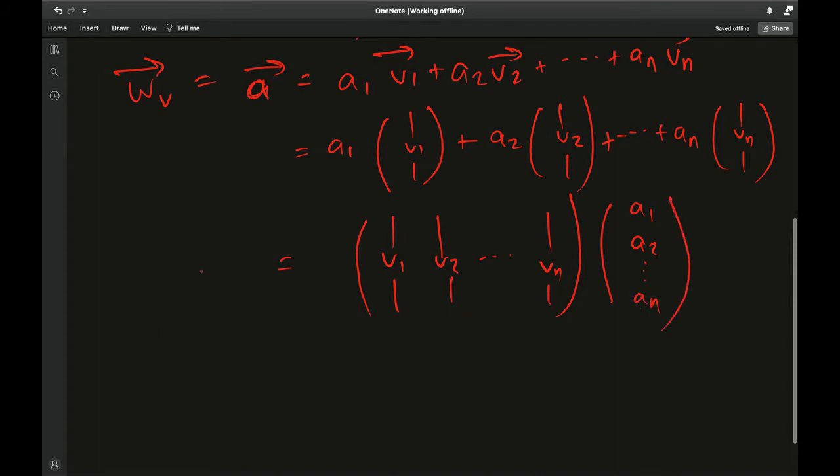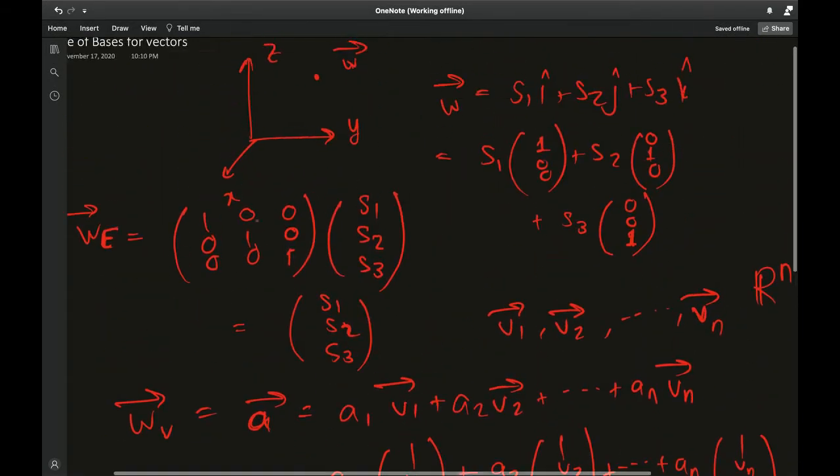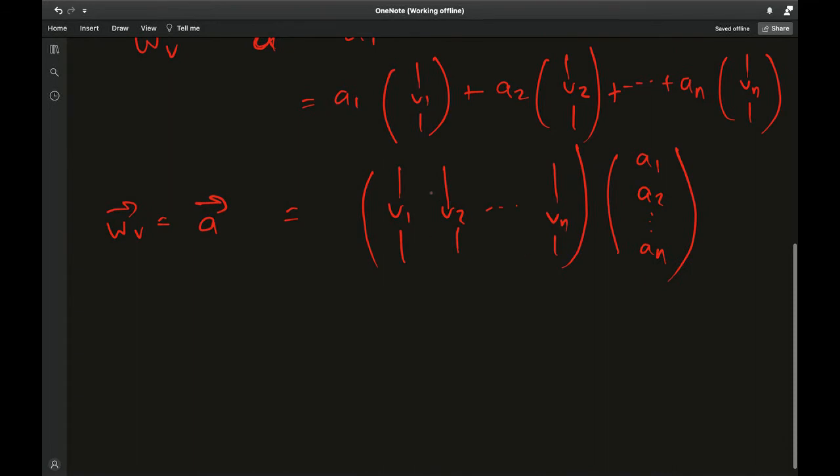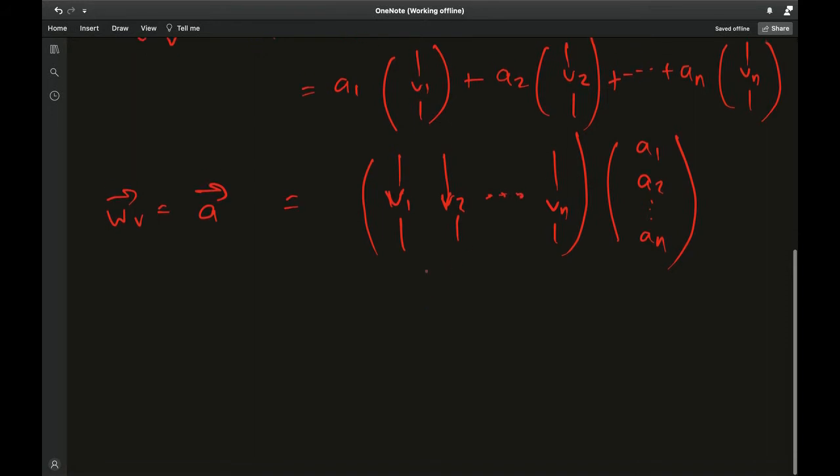And now the catch here is that earlier we had the identity times a vector, so we got the vector itself. Here we won't have that, because v1, v2, v3 aren't exactly standard. This is an arbitrary coordinate system or arbitrary basis. And this matrix we call the transformation matrix.